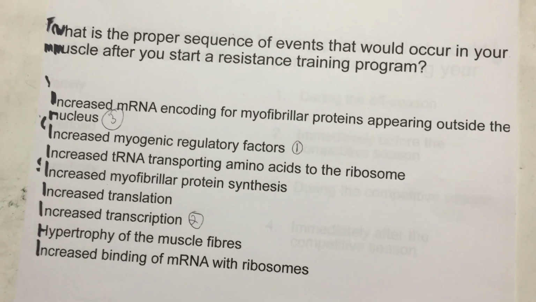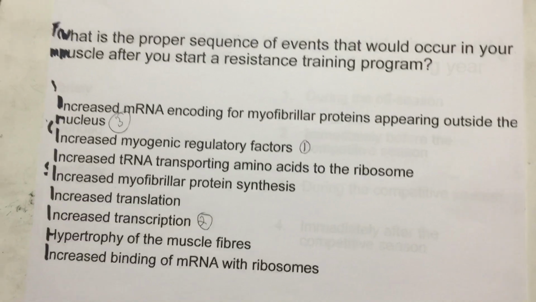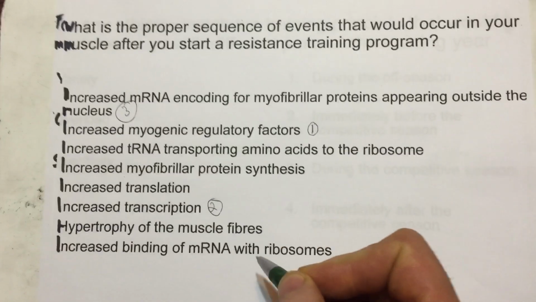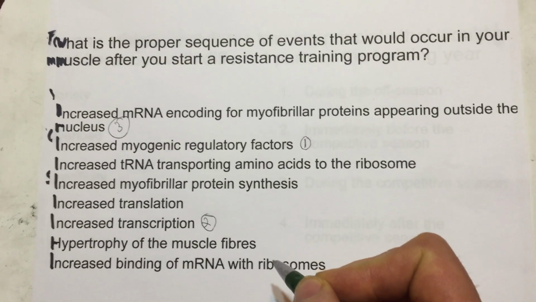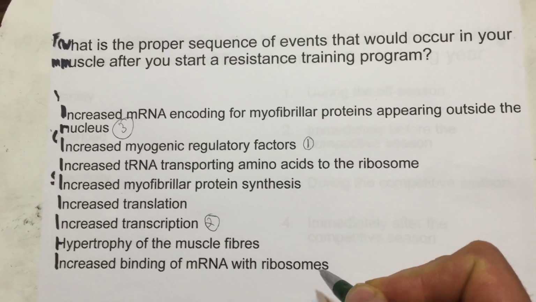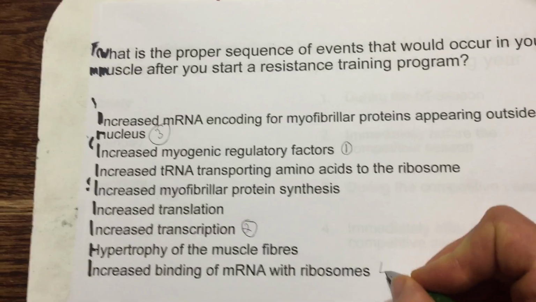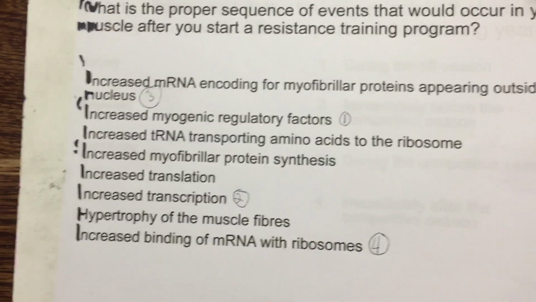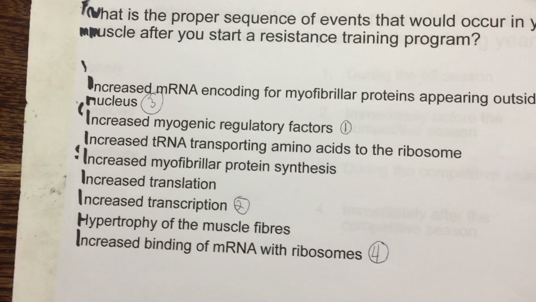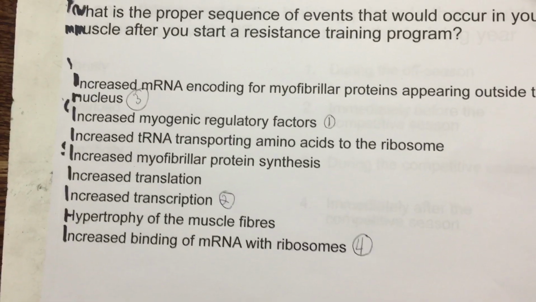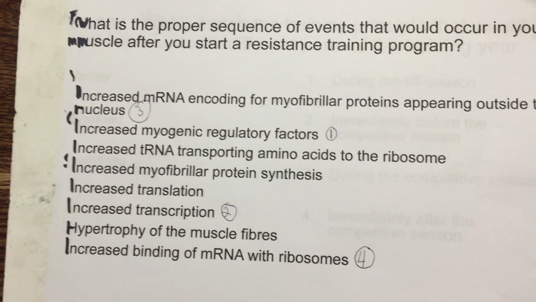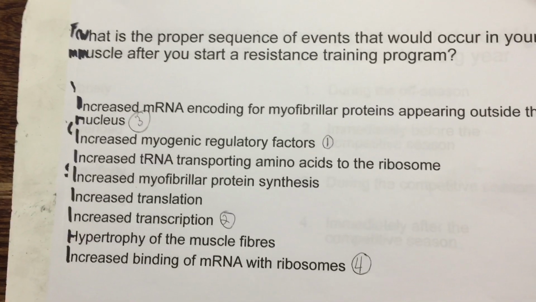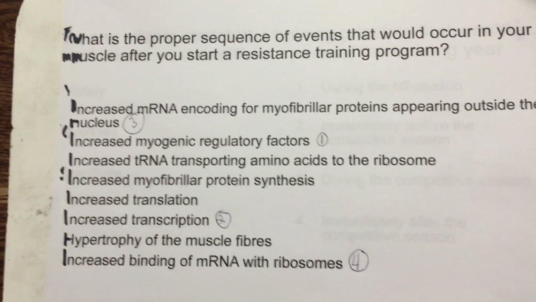You would have increased binding of mRNA with the ribosomes. Once it leaves the nucleus, it will find these ribosomes in the cytoplasm, and that's essentially where your protein construction will occur. So the next step here is that you would get the messenger RNA bound with the ribosomes. It's got a message for a specific protein, and that specific protein has to be made up of a sequence of amino acids. So amino acids are the building blocks of protein.